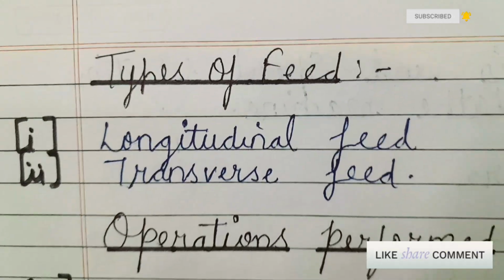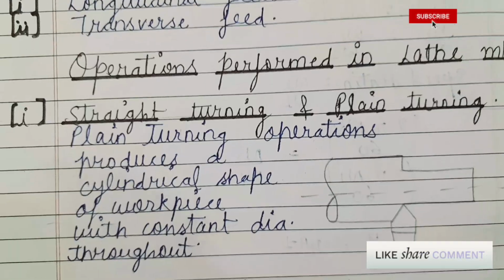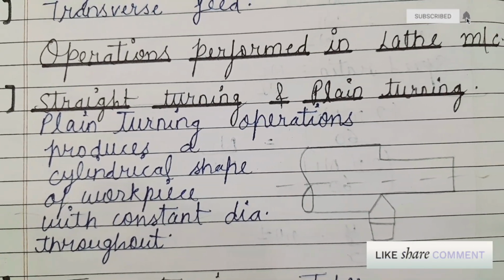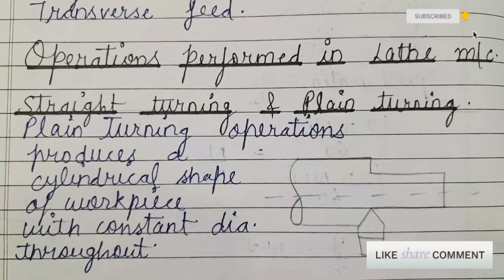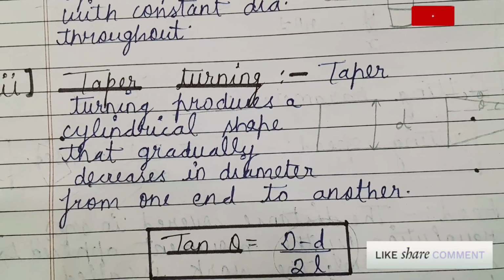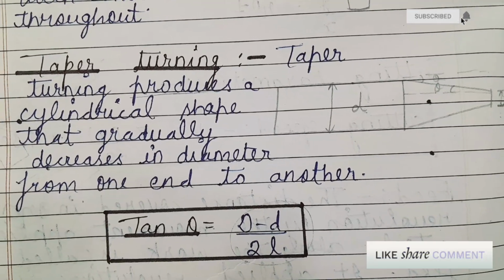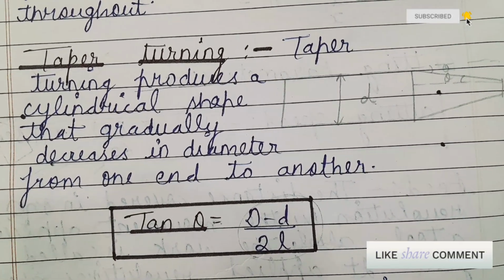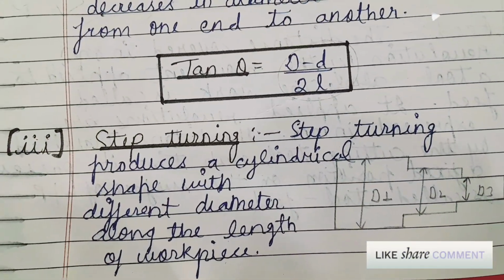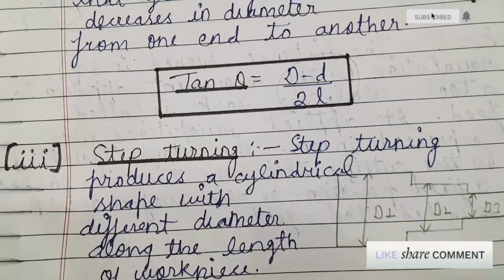And next topic is operations performed on a lathe machine. So the first operation is straight turning, or plain turning. Plain turning operation produces a cylindrical shape of a workpiece with constant diameter throughout, and its diagram is as shown. Taper turning produces a cylindrical shape that gradually decreases in diameter from one end to another. Its diagram is as shown, and its formula is (D minus d) upon 2L. And next, step turning. Step turning produces a cylindrical shape with different diameters along the length of a workpiece.